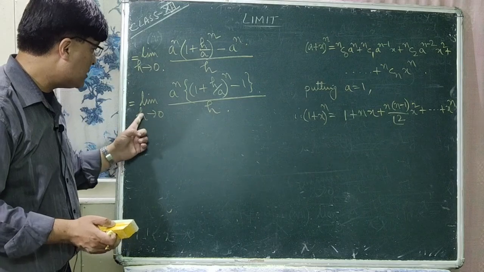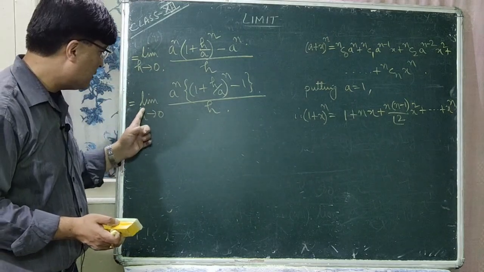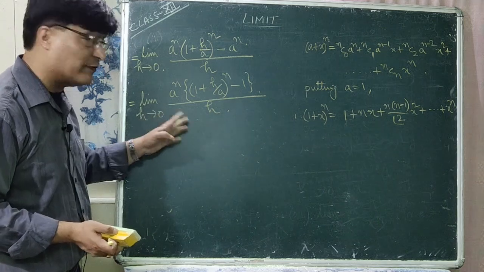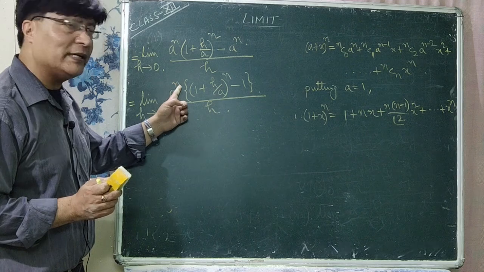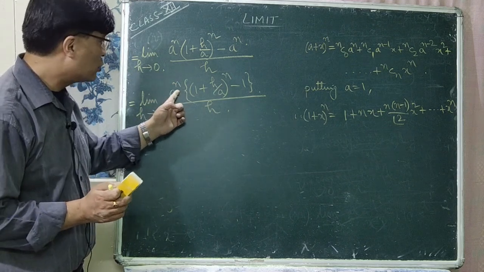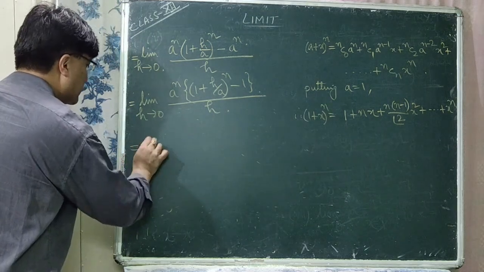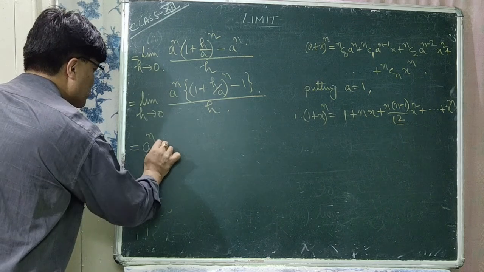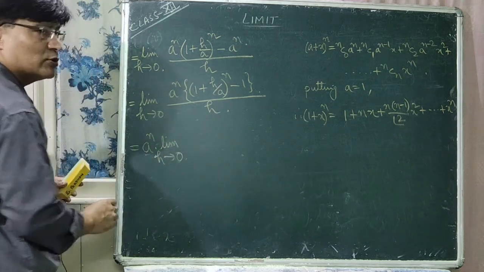Now here limit h tends to 0. Now h is the variable here. Here it is given limit h tends to 0. So h is the variable and all other terms are constant here. So a to the power n is constant out here because it is free from h. Right? So it should be taken outside limit. So the constant term can be taken outside limit. So a to the power n into limit h tends to 0.